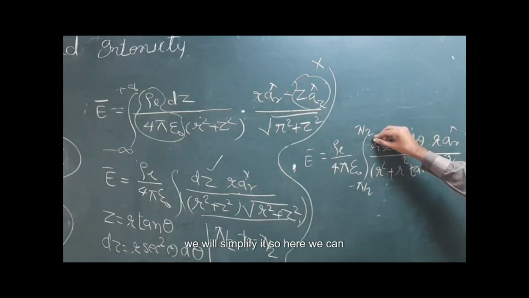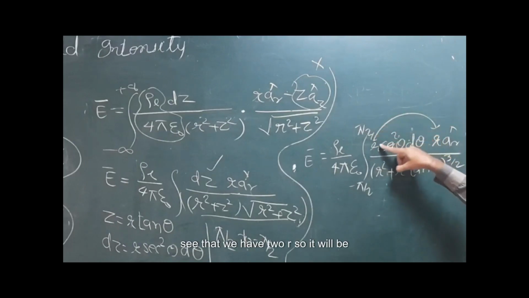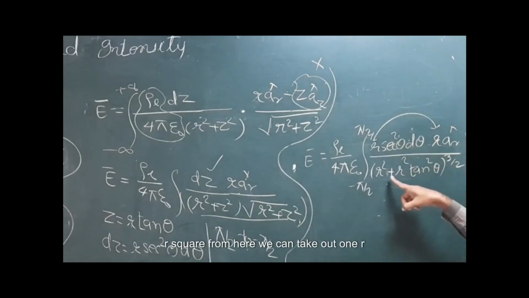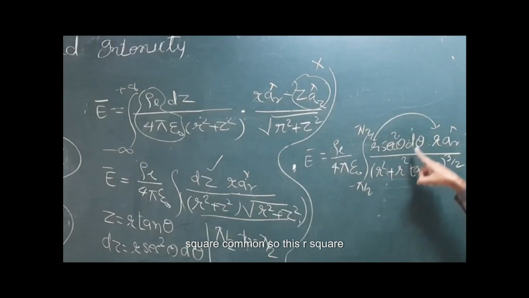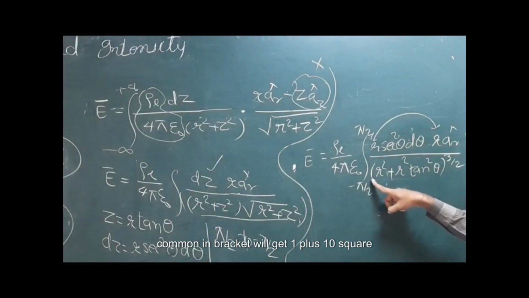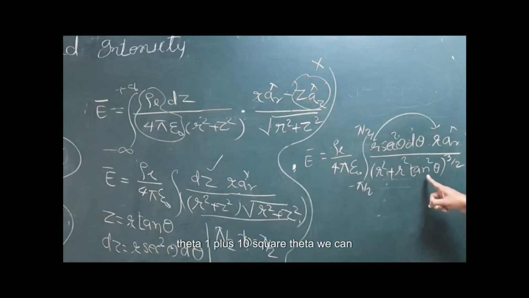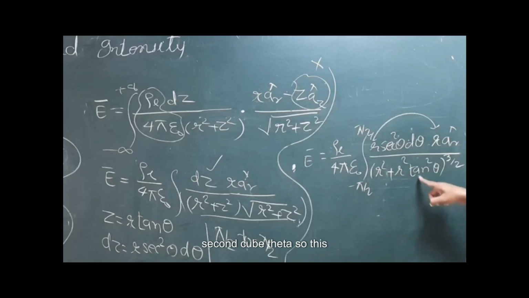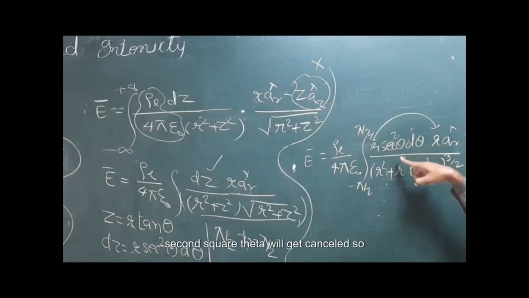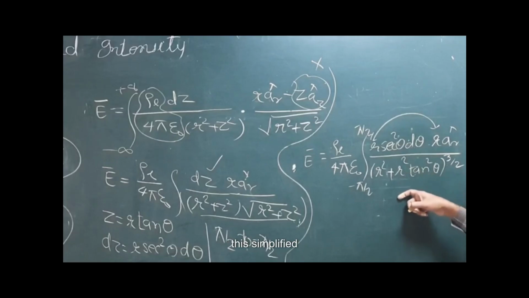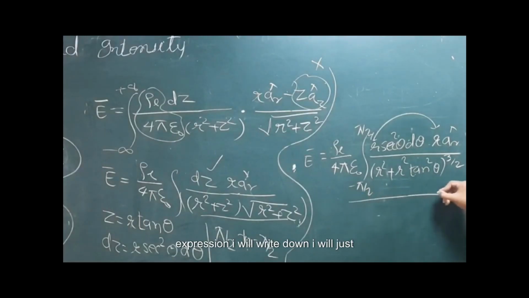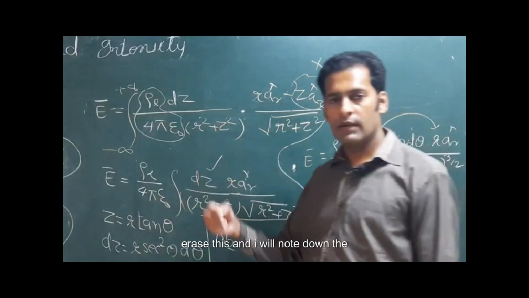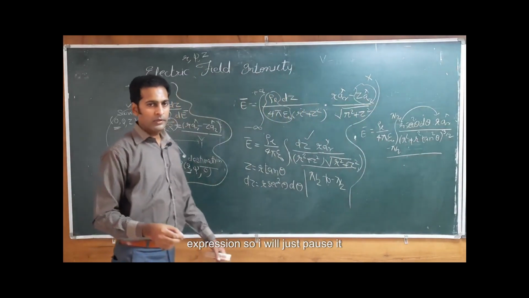So here we can see that we have two r's, so it will be r square. From here we can take out one r square common. So in the bracket we will get 1 plus tan square theta. 1 plus tan square theta, we can write it as secant square theta, and the whole to the power 3 by 2 will become secant cube theta. So this secant square theta will get cancelled. So this simplified expression I will write down. I will just erase this and I will note down the expression. So I will just pause it.